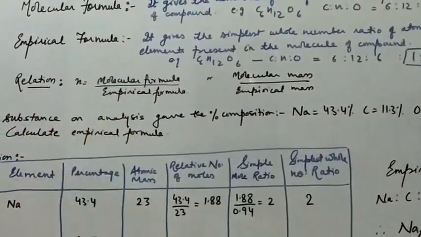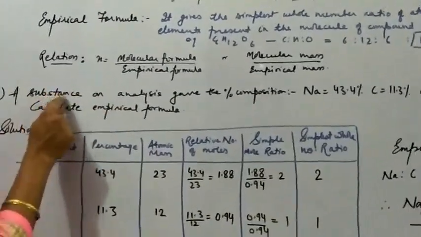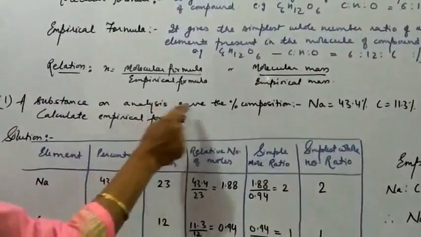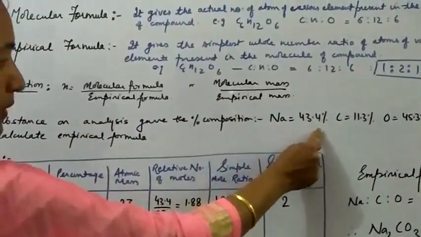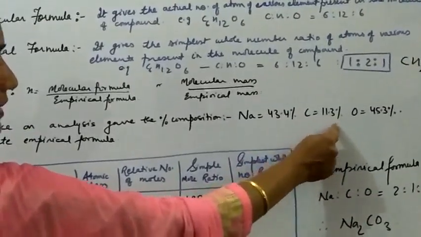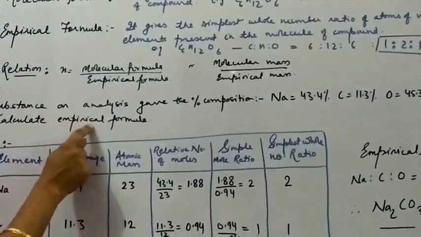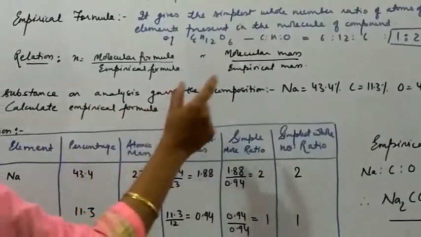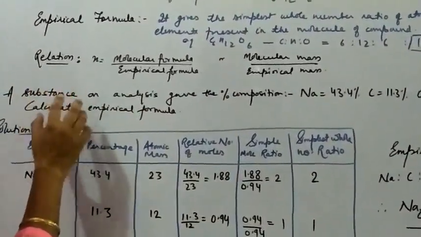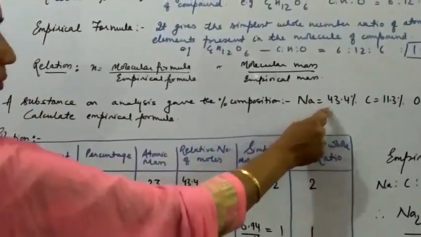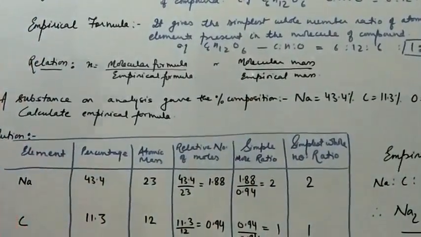Now let's do a numerical based on the empirical formula first. A substance on analysis gave the percentage composition: sodium 43.4%, carbon 11.3%, oxygen 45.3%, and we have been asked to calculate the empirical formula, right? If the whole of the substance is 100 parts or 100 grams, then the sodium part will be 43.4, the carbon part will be 11.3 and the oxygen part will be 45.3.